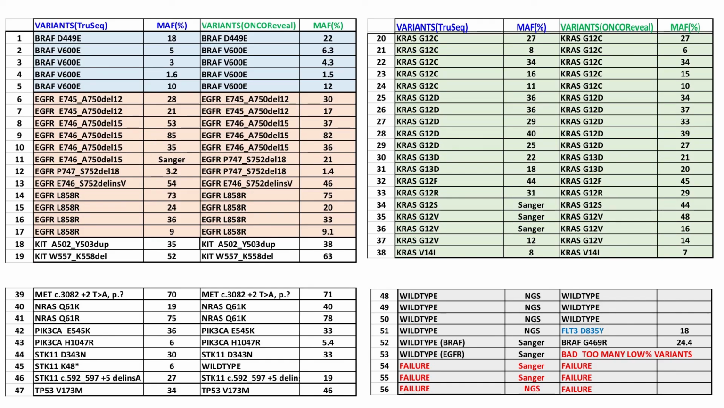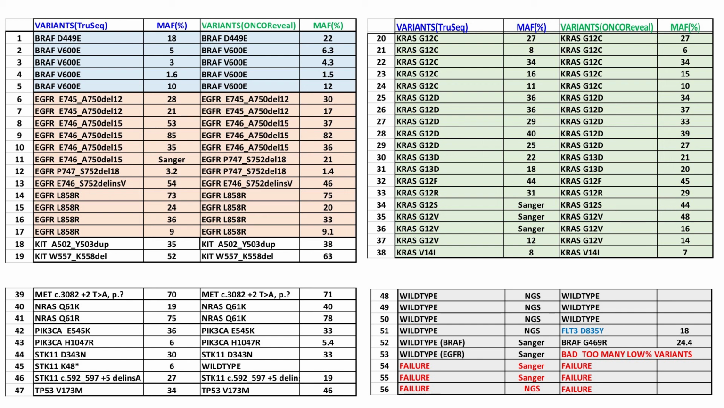Some details on the samples that we used. For this particular evaluation, I focused a lot on indels because I know sometimes those could be a problem, particularly with amplicon-based technologies. And as you can see here, they worked pretty well: the EGFR indels, the STK, and the KIT indels, and this is a whole lot.